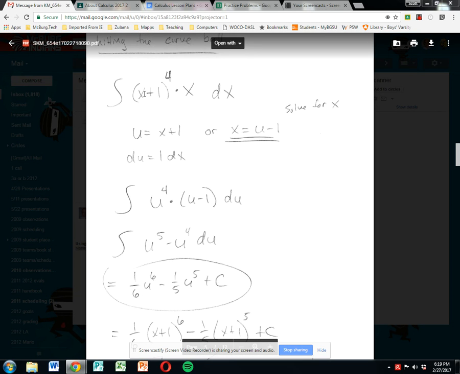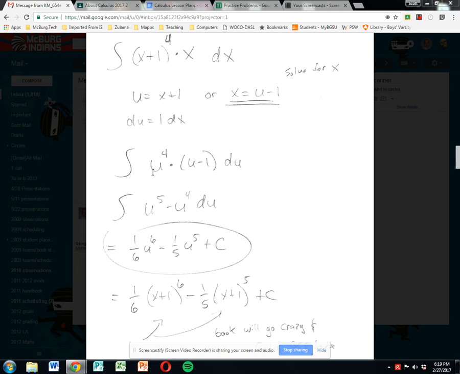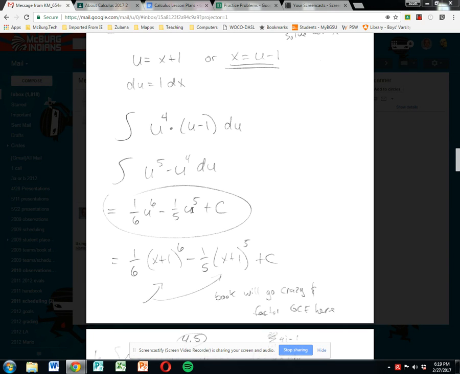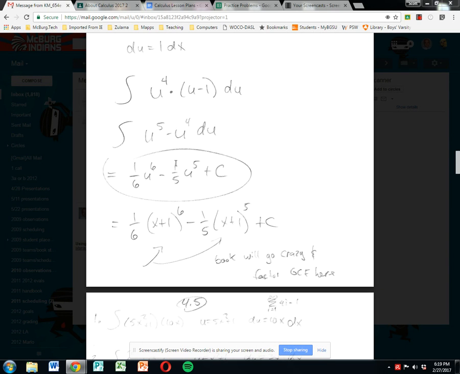So what do I do? I state this as u to the fourth, and then this x that's outside, nothing's hanging out with it, I call the quantity u minus 1. So I can just multiply this. I just now go ahead and distribute this. This becomes u to the fifth minus u to the fourth. And we can take the integral of this. This is 1/6 u to the sixth minus 1/5 u to the fifth plus some constant c. Go ahead and plug back in the x plus 1, and we're home.